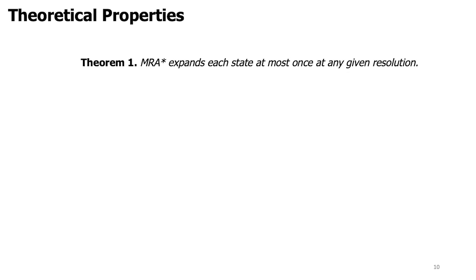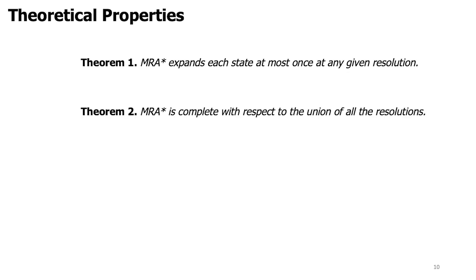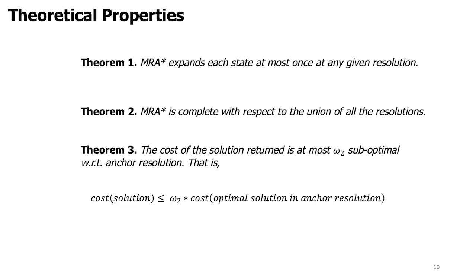Here are the properties of MR star. Firstly, since MR star only expands a state once in one space, theorem 1 holds. Secondly, the search stops when the solution is found or all spaces are exhausted, so it is complete in the union space of all resolutions. At last, since all searches are controlled by the anchor condition, the solution cost from any search is bounded as in theorem 3. The details of the proof are presented in the paper.